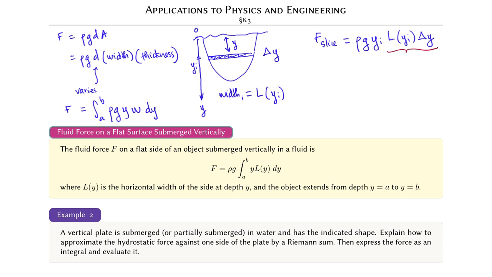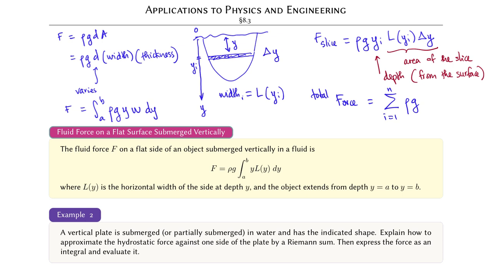Notice that L of yi times delta y is the area of the slice and depends on how far below the water level it is. The widths vary. The depth is the distance from the slice to the water level. Rho and g are constant. Keep in mind that if we were to use the customary system, then rho g is delta.